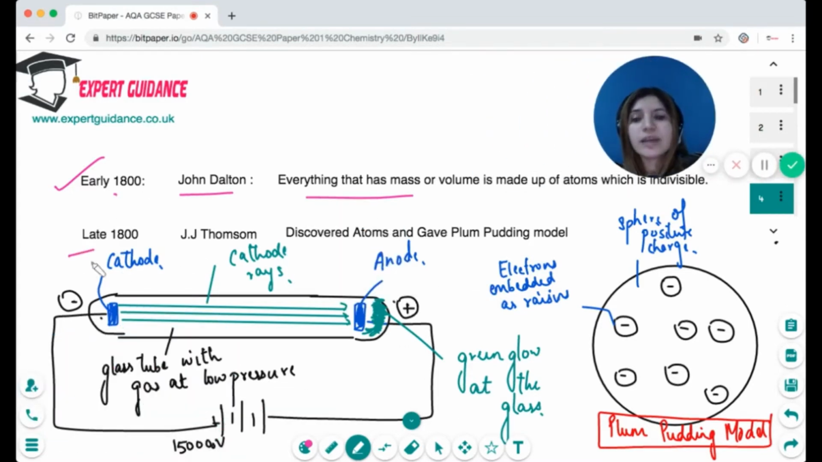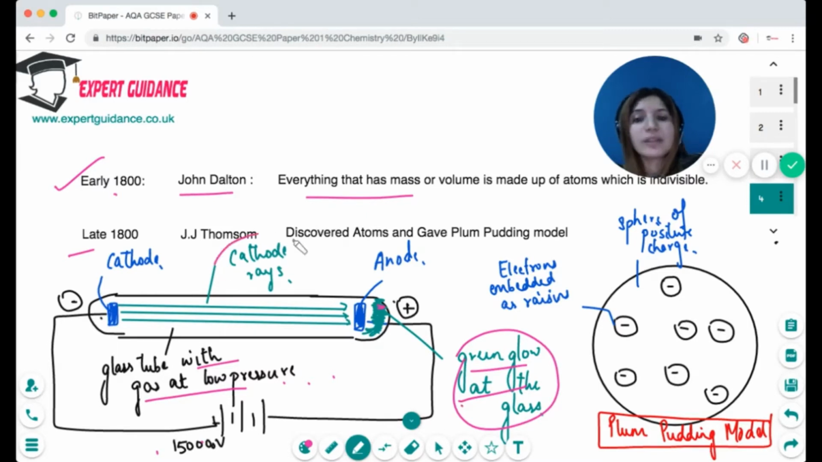Thomson. Now what he did was, he took a glass tube, and in this glass tube, he kept a gas at a very low pressure. The gas tube had a cathode and an anode, and it was given a very high voltage, around 150,000 volts. Now, at such a high voltage, he saw that the glass tube gave a green glow. And from where did the green glow come? It came from the rays that were given out of the cathode.